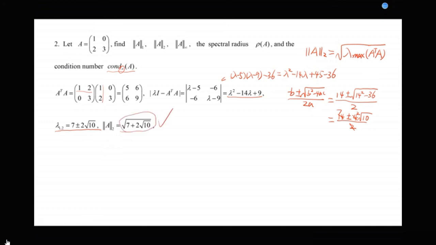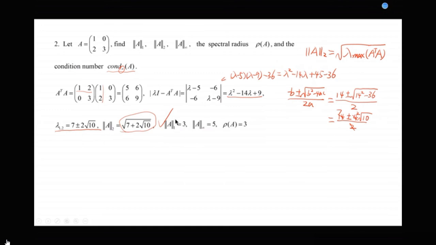Of course, it's not necessary to use a calculator, right? You obtain this number. I know what you mean. Okay? So I know you understand the formula. That's okay. So this is the 2 norm, right?